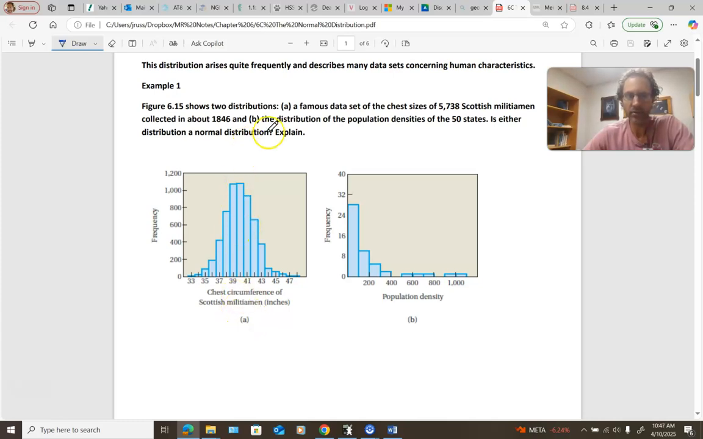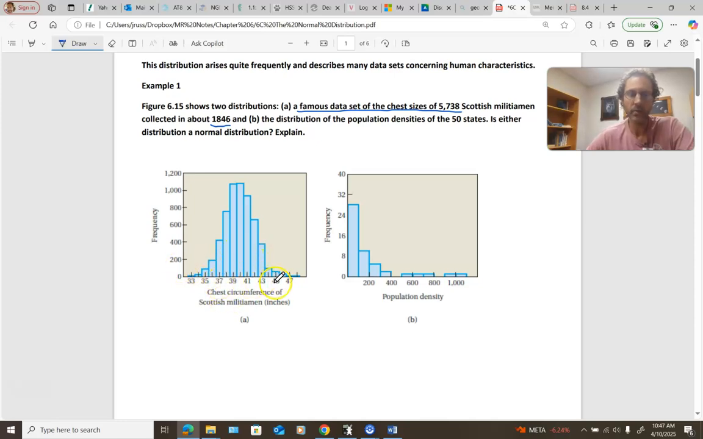All right, so let's look at this A here, this distribution. This is from a famous data set of the chest sizes of close to 6,000 Scottish militiamen. Basically what they did was measure the circumference of the chest of all of these militiamen. This is a fairly large data set, close to 6,000, and it was collected way back in 1846. If you made a frequency table with that data, and then made a histogram, this is what it would look like.